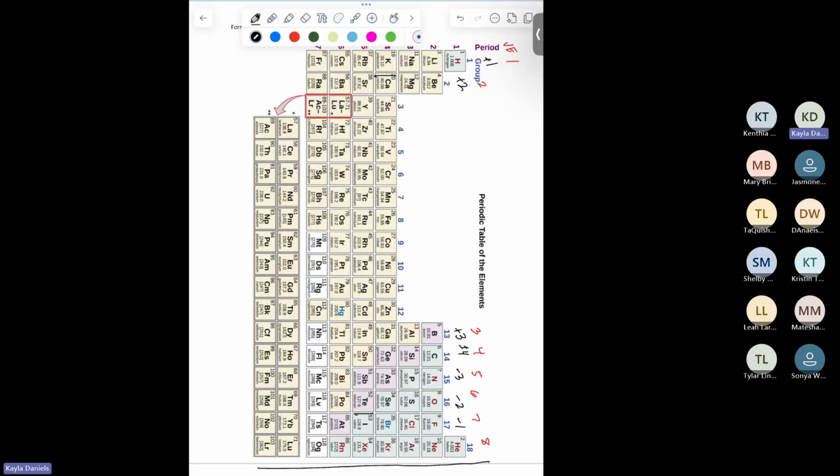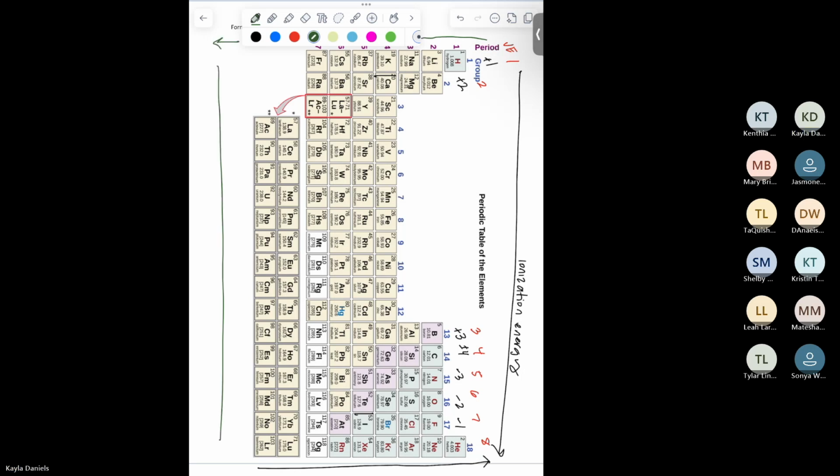All right. So we have the arrows this way is ionization energy. And then our other trend was the opposite. I'm going to put it in green. And this is atomic size, also known as atomic radius.